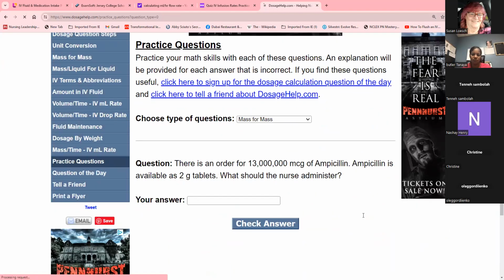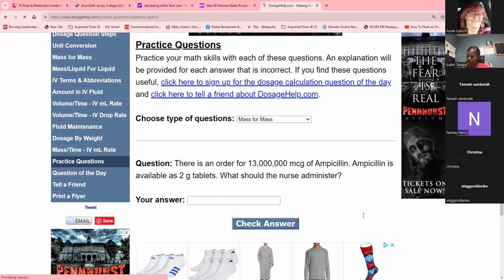All right, look at this one here. Now, which one would you prefer to break down? The MCG. So now you're going from micrograms to grams. So how many times do you need to divide it by 1,000? Twice. Good. You should end up with 13, right?